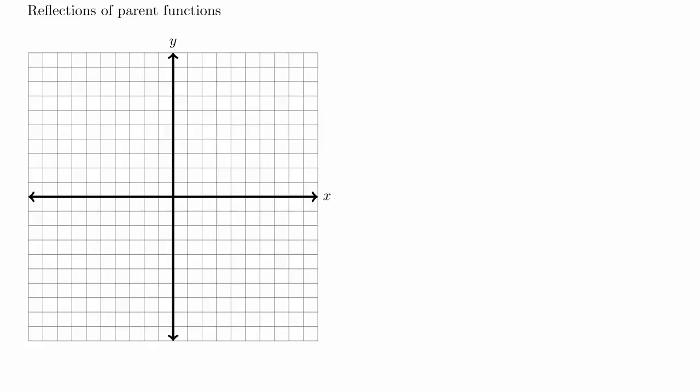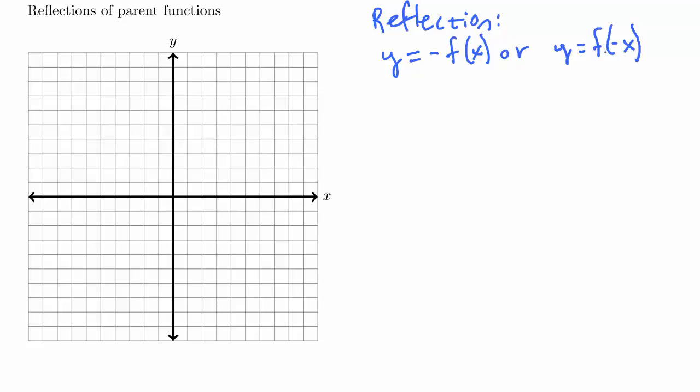Hello. The following is example 4 from chapter 2, section 7. I'm going to talk about the reflections of parent functions, or the reflections of any function, honestly. Reflections occur when you are multiplying by a negative effectively. So you would see a reflection if you see something like this: y equals negative f of x, or y equals f of negative x.